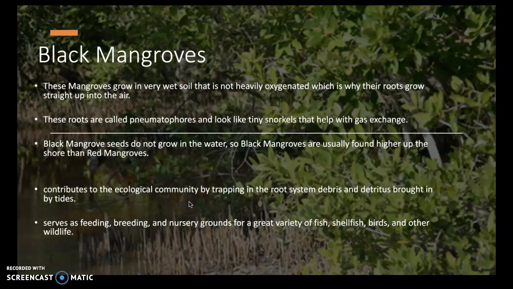Black mangrove seeds do not grow in the water, so black mangroves are usually found higher up the shore than red mangroves. They contribute to the ecological community by trapping in the root system debris brought in by tides. They serve as feeding, breeding, and nursery grounds for a great variety of fish, shellfish, birds, and other wildlife, just like the red mangrove.